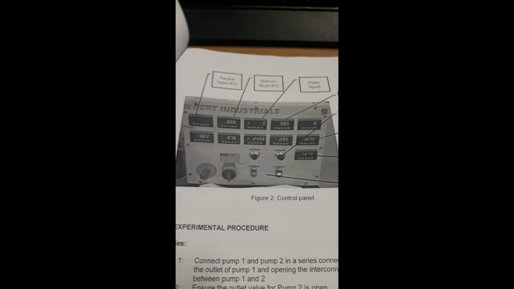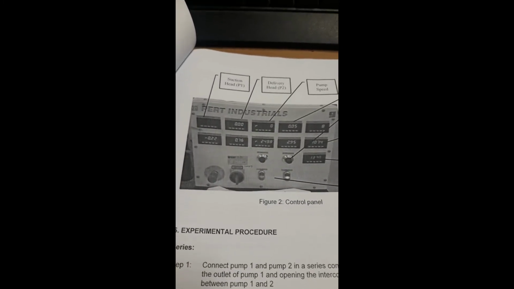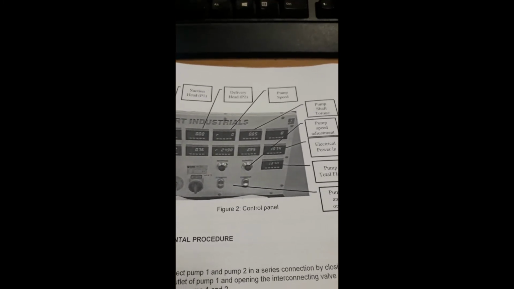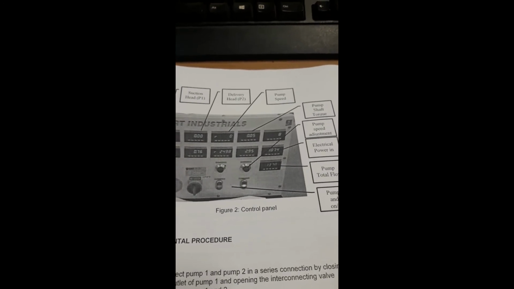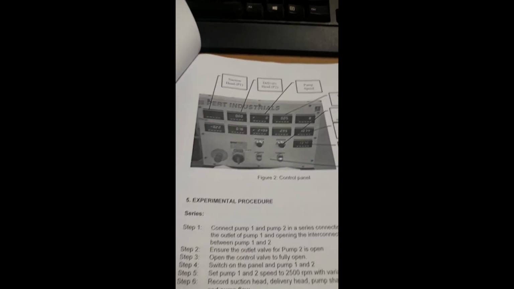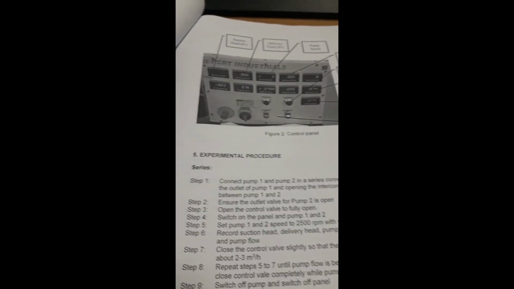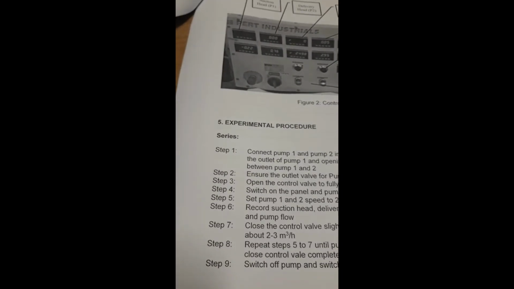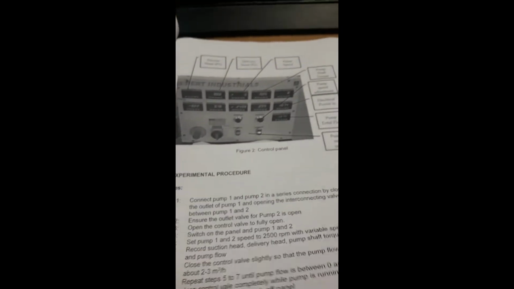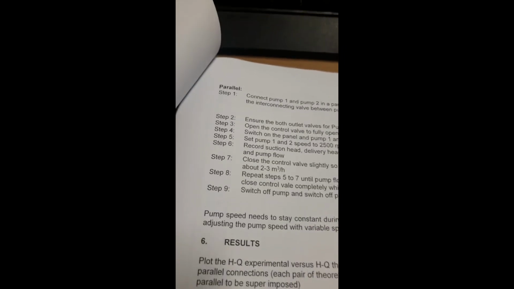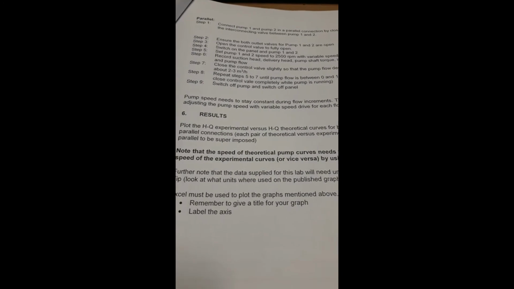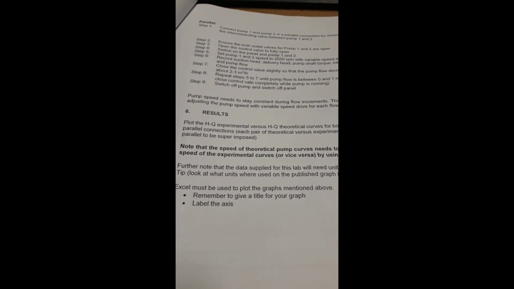And this one is the control panel for the pump station with all the labels showing which screen is what data. Then we have two experimental procedures. The first one being for pumps connected in series, and then for pumps connected in parallel. Then results, have a good read through that. Obviously you have to plot the head versus flow experimental for pumps in series and in parallel, and then compare them to the theoretical pump curves.